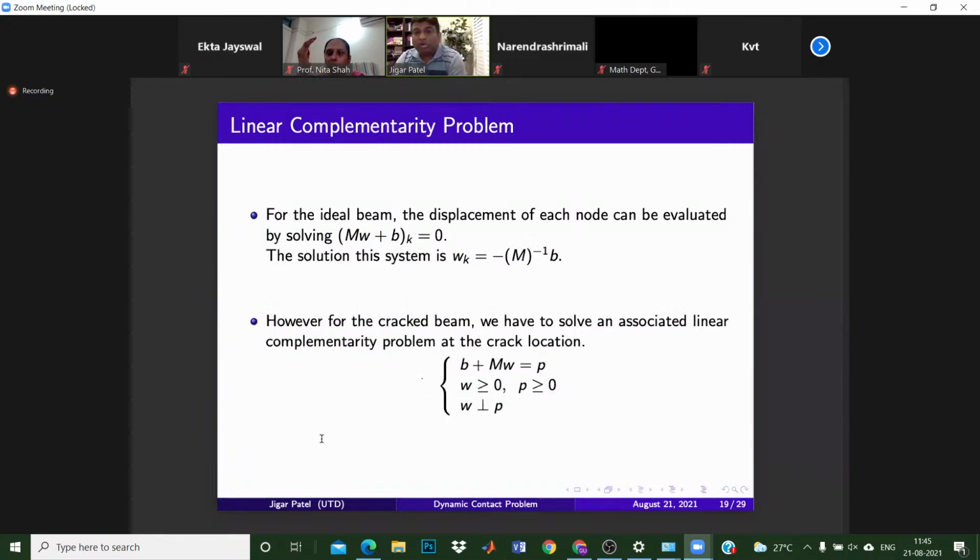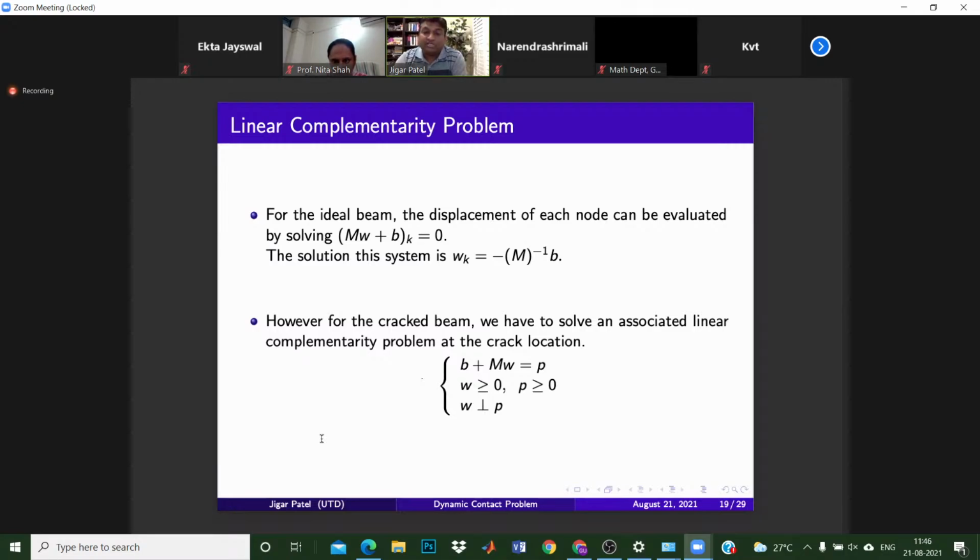Okay, so for the ideal beam, solving this problem was pretty simple. You can solve this problem for WK by simply shifting B to the other side. M is a positive definite matrix. Things are very nice in the case of the ideal beam. As I said, the analytic solution is known, so computationally there is no challenge. The beam with the crack, however, gives us the following situation.